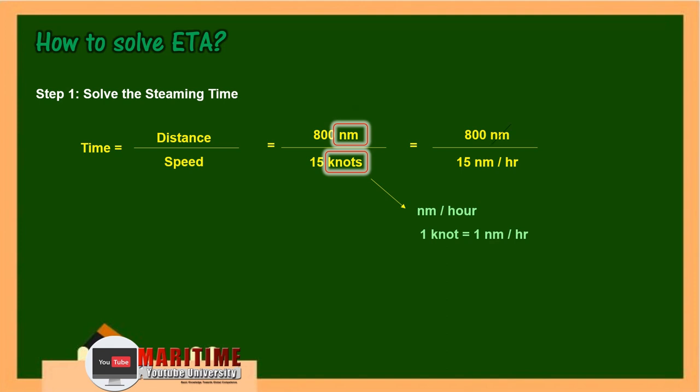Cancel nautical miles. And the remaining unit now is hours. Divide 800 by 15. The answer is 53.33 hours.